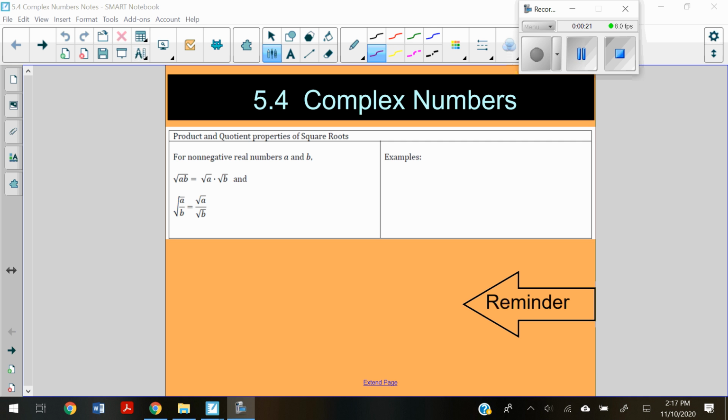So when we look at these, it's saying if you have a number under a square root, you can split it up into two factors. Or if you have a fraction underneath a square root, you can split that up. So there's two ways to look at this.